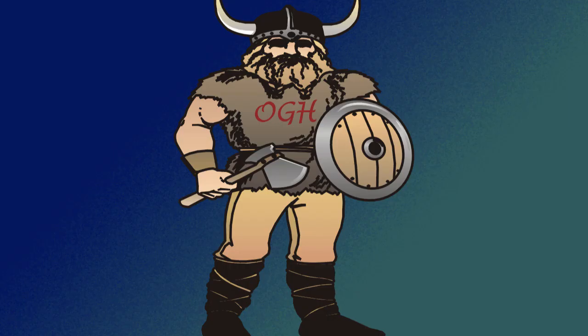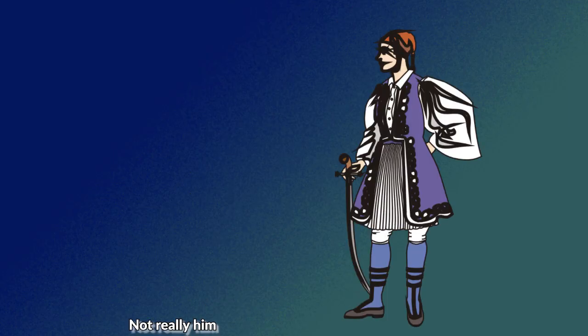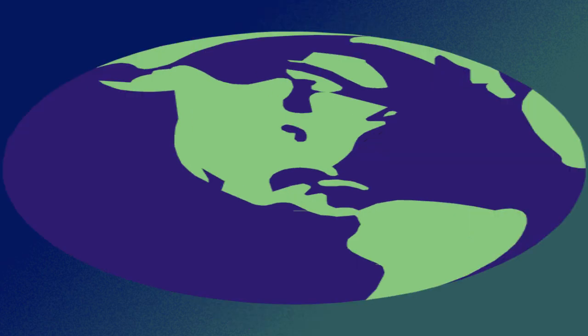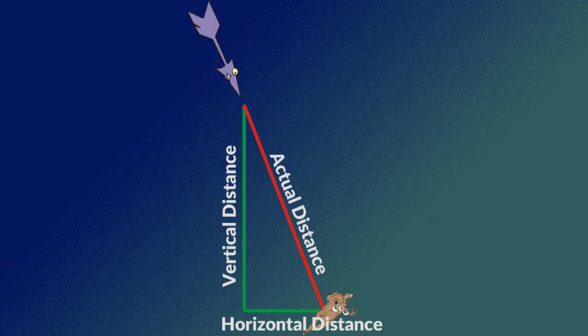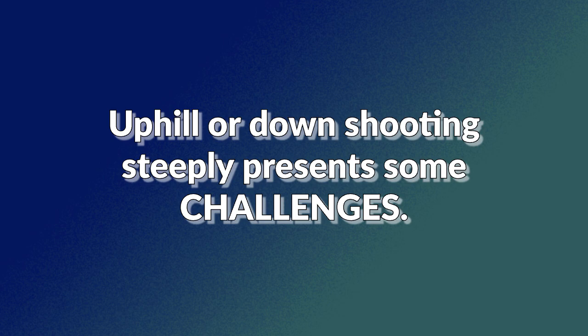Old Grumpy Hunter here. Christopher Columbus showed us that the world was not flat, but neither is it round. The Earth's surface is irregular, and eventually you as a crossbow hunter will be shooting up at a target or down at angles that are quite steep. Uphill or downhill shooting steeply presents some challenges.